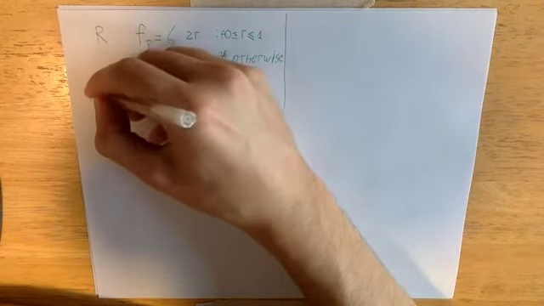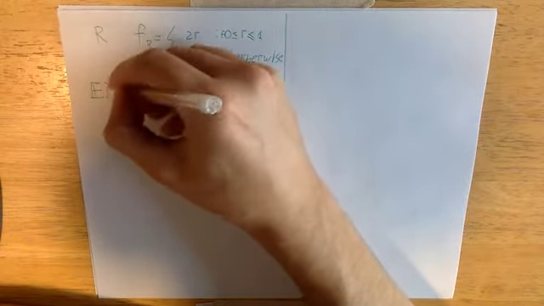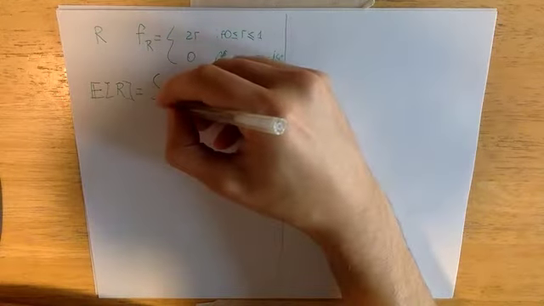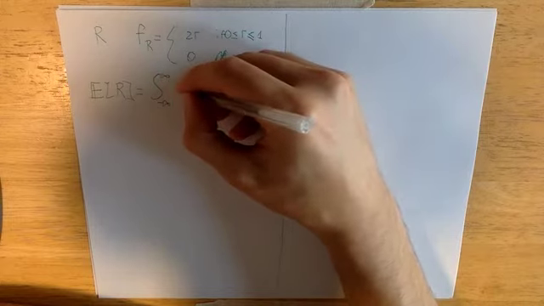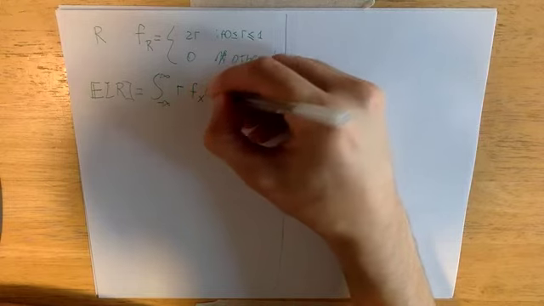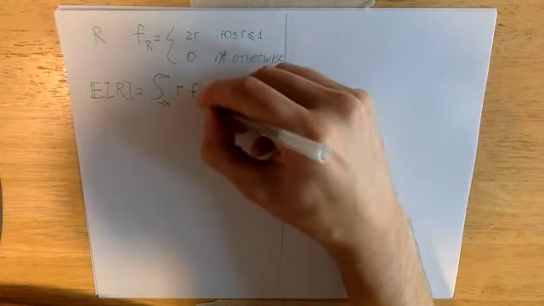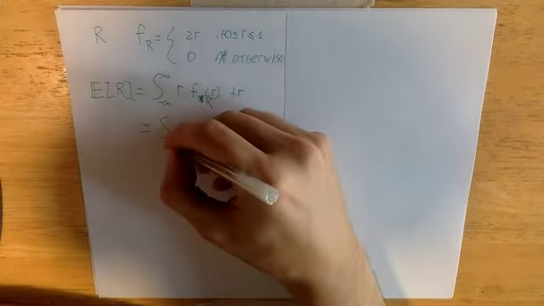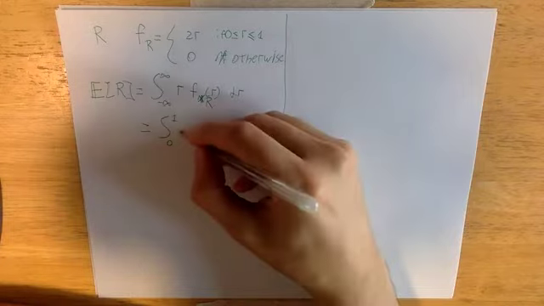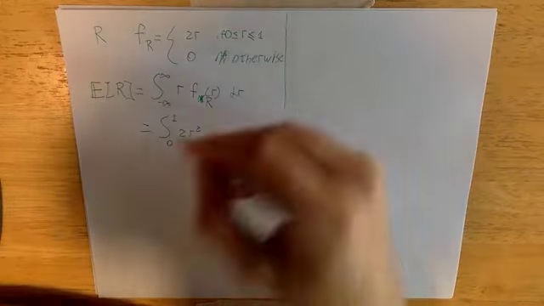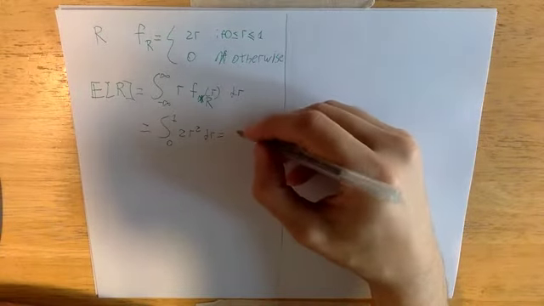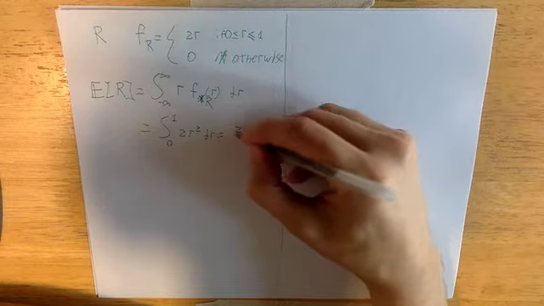So what is the expected value of R? It is equal to the integral from minus infinity to infinity of r times f capital R of little r dr, which is just the integral from 0 to 1 of 2r squared dr, which is equal to 2/3.